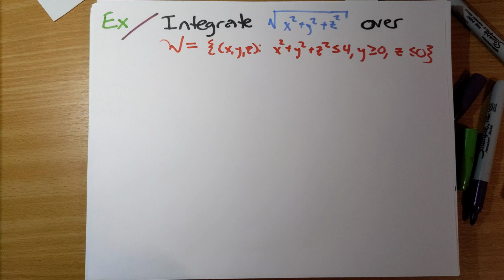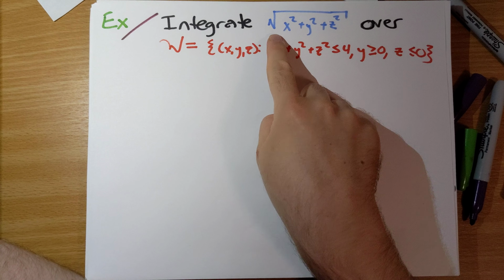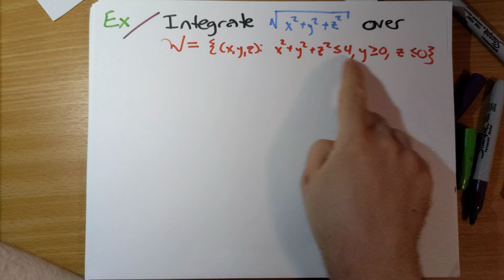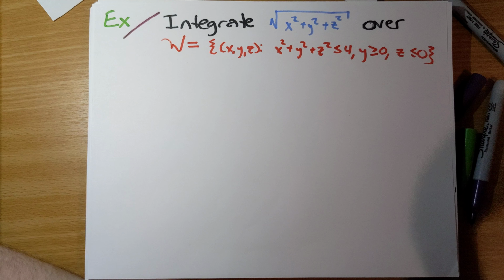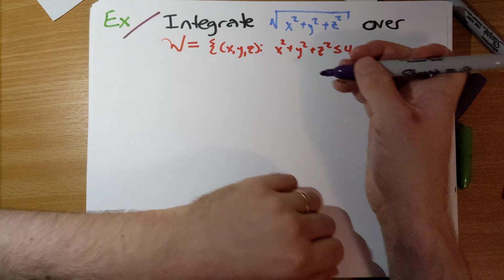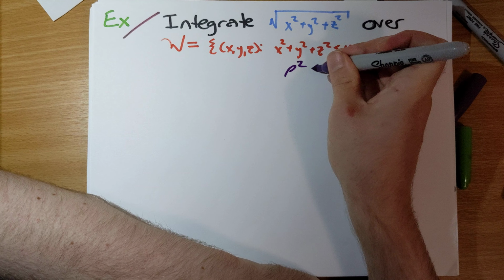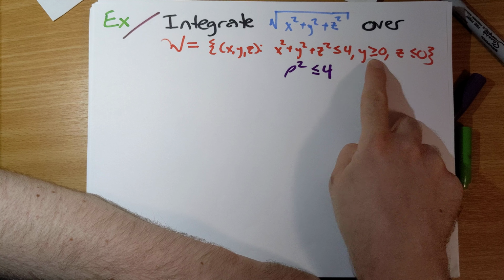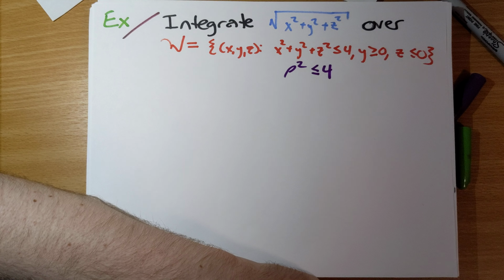Here's another example in much the same spirit. Integrate the square root of x squared plus y squared plus z squared over region W. (x, y, z) is given by x squared plus y squared plus z squared is less than or equal to 4. So that's rho squared is less than or equal to 4. y is non-negative, z is non-positive.